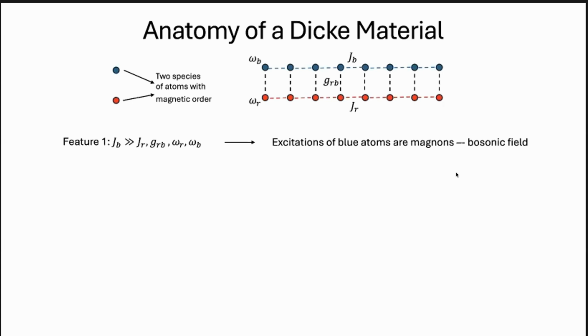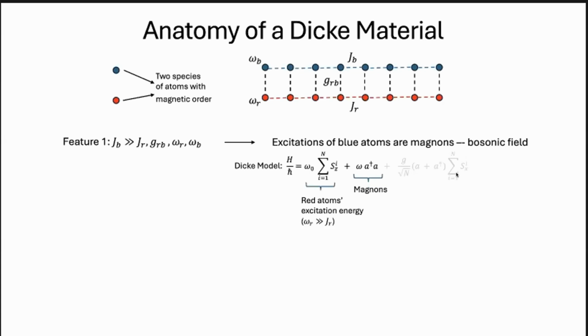The first feature we need to make this a Dicke material, to have a Dicke model in it, is that let's imagine that this spin exchange within the blue atoms, J_B, is the largest energy scale in the problem. If that is true, then one can imagine that the spin excitations in these blue atoms can be very well described by magnons. That gives us this bosonic field, which we need for a Dicke model. So in the Dicke Hamiltonian, that takes care of this photonic or bosonic term.